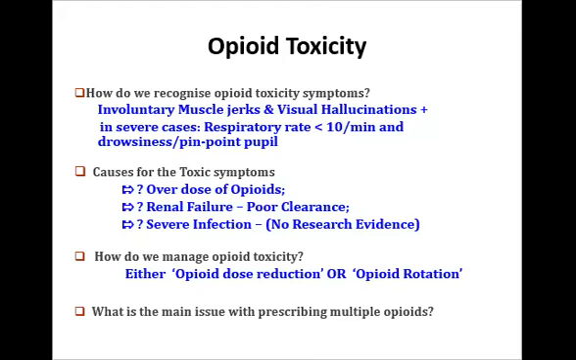How do we know if a dose is too high? Opioid toxicity can be identified by involuntary jerks and hallucinations. In severe cases, a resident may have suppressed respiratory rate and pinpoint pupils. The most common causes of toxicity are that the dose is too high, the resident has renal failure, and the medication is inappropriate. For example, morphine is contraindicated in clients with an eGFR of under 40, or it's speculated as well a severe infection can affect this. If you identify opiate toxicity, a dose reduction or rotation is indicated.